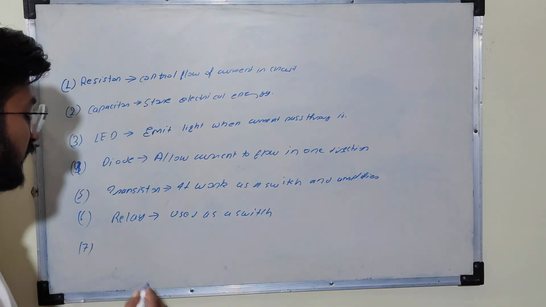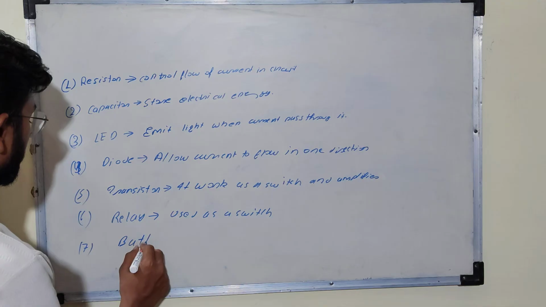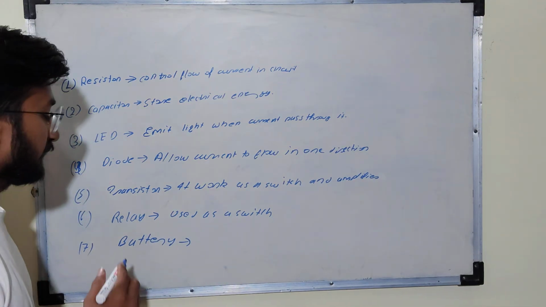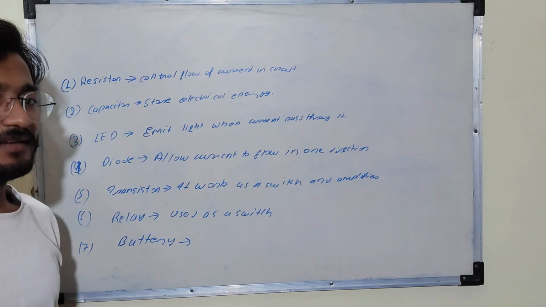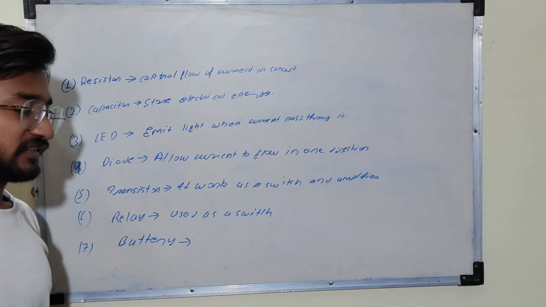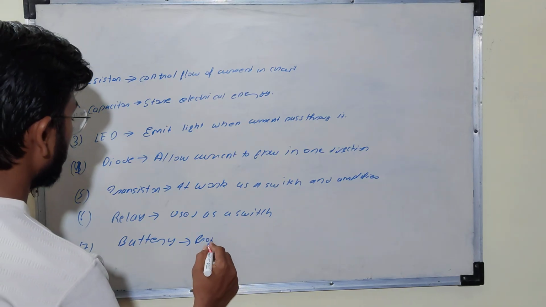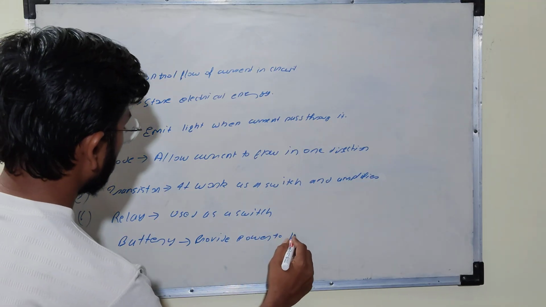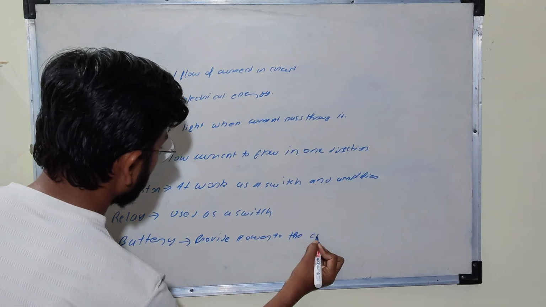Our seventh component is battery. Battery is the most important component in any electronic circuit because it provides power to the circuit.